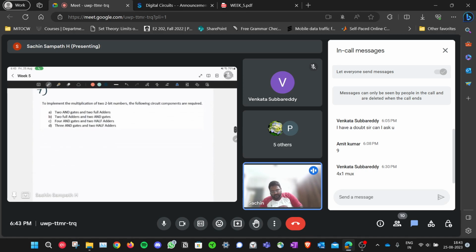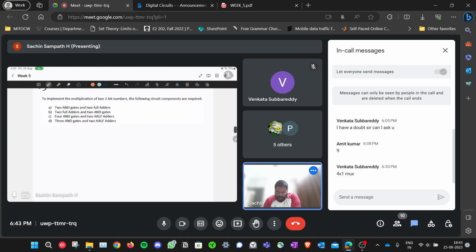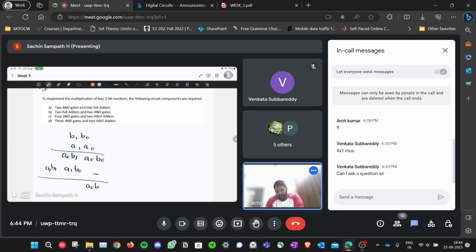To implement the multiplication of two 2-bit numbers, the following circuit components are required. How would you implement multiplication of two 2-bit numbers? Let's say my numbers are B1, B0 and A1, A0. When you multiply, similar to normal decimal multiplication, you do A0B0, A0B1. Then you leave a gap here. And then A1B0, A1B1. And you add the terms in the same column.